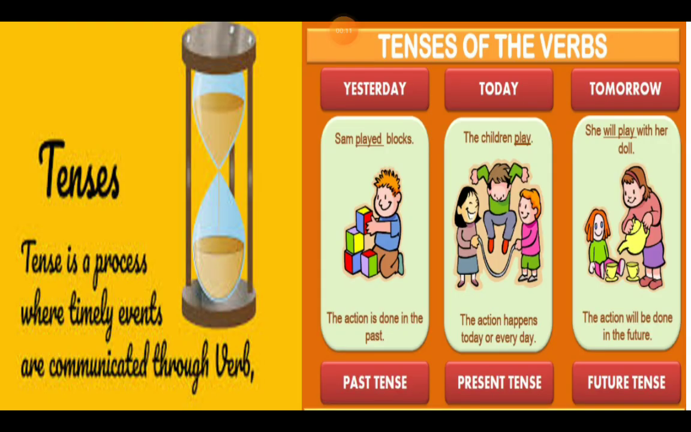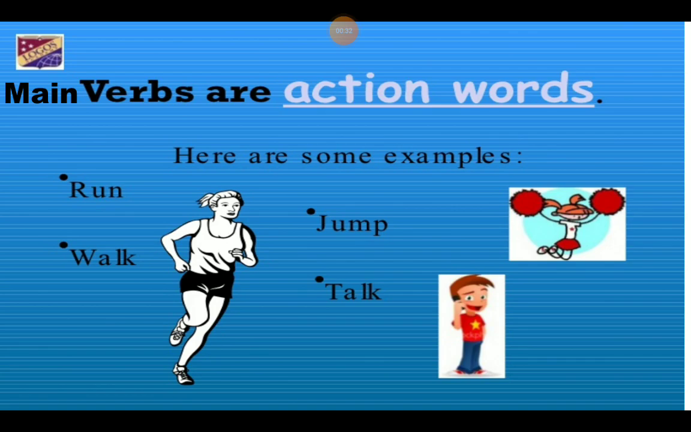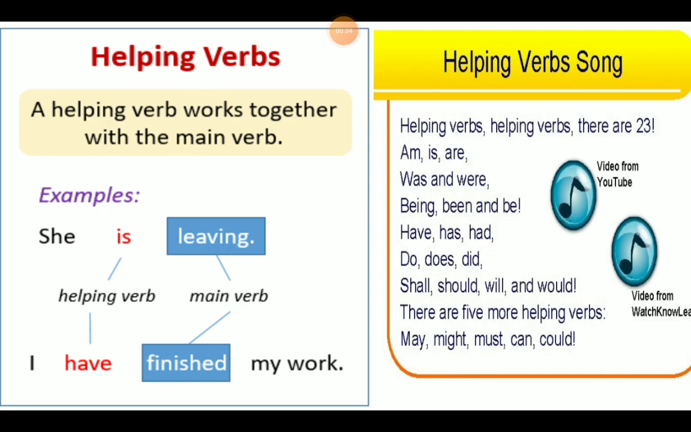In the last class, we discussed what is tense, what is present tense. So, what is tense? Tense is a process. It denotes the time of the action. And then, what are the two forms of verbs? Main verbs and helping verbs are two forms of verbs. Main verbs are action verbs and helping verbs help the main verb to work. It works together with the main verb. So all these we have seen already in the last class.